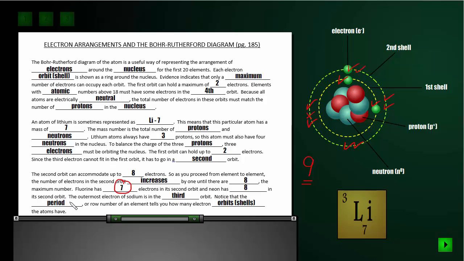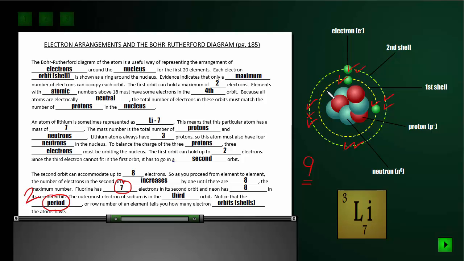The paragraph here mentions that the period or row number can tell you how many electron orbits or shells there are. So again, if you look at fluorine, the halogen there, go back to the left-hand side of the periodic table and you will see a number 2 beside the period. And that tells you that there are 2 electron shells or orbits. 1, 2 for fluorine.